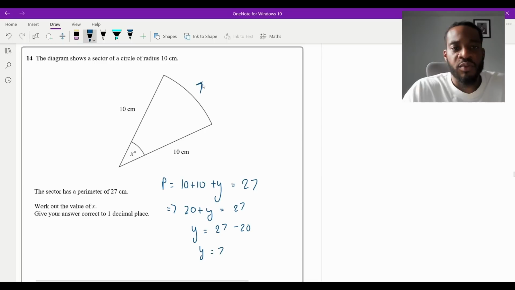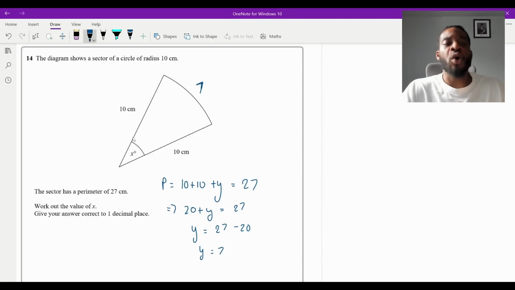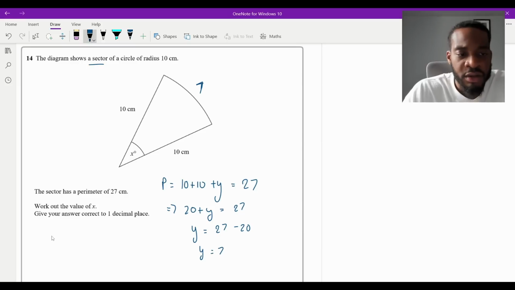Okay, now how does this help us? The question is asking us to work out the value of x, which is this angle here. Now, what topic is this? It's sectors. Two formulas should come to mind when you see these questions. First one is the formula for the arc length, which is equal to the angle theta over 360 times the circumference, which I write as 2 pi r.